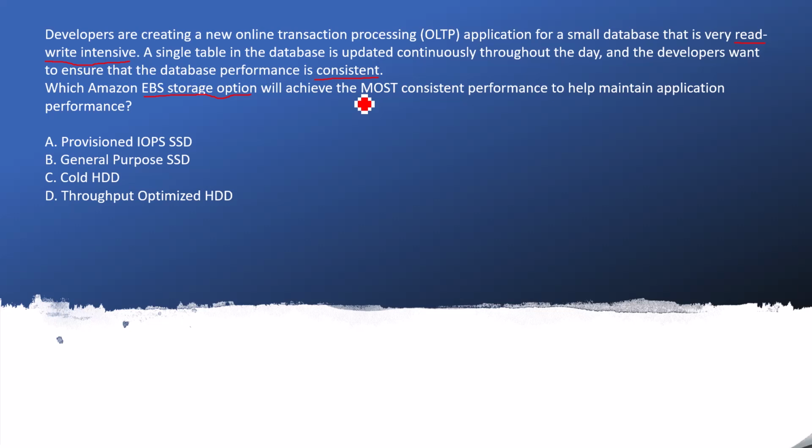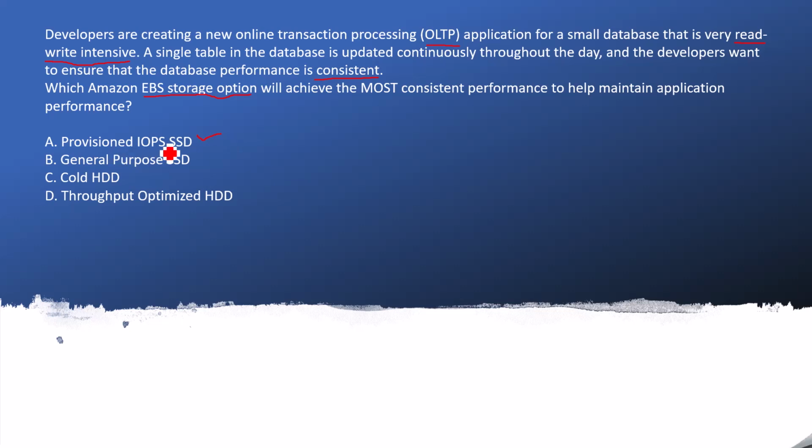So the question itself is trying to say that we are looking for a disk or storage option, an EBS storage option, which must be useful for read and write, and it should not create any latency. And of course, they have already mentioned that it is for OLTP, online transaction processing. So first I will go with the Provisioned IOPS SSD, and then General Purpose SSD, Cold HDD, and Throughput Optimized HDD. So here the answer is Provisioned IOPS SSD.